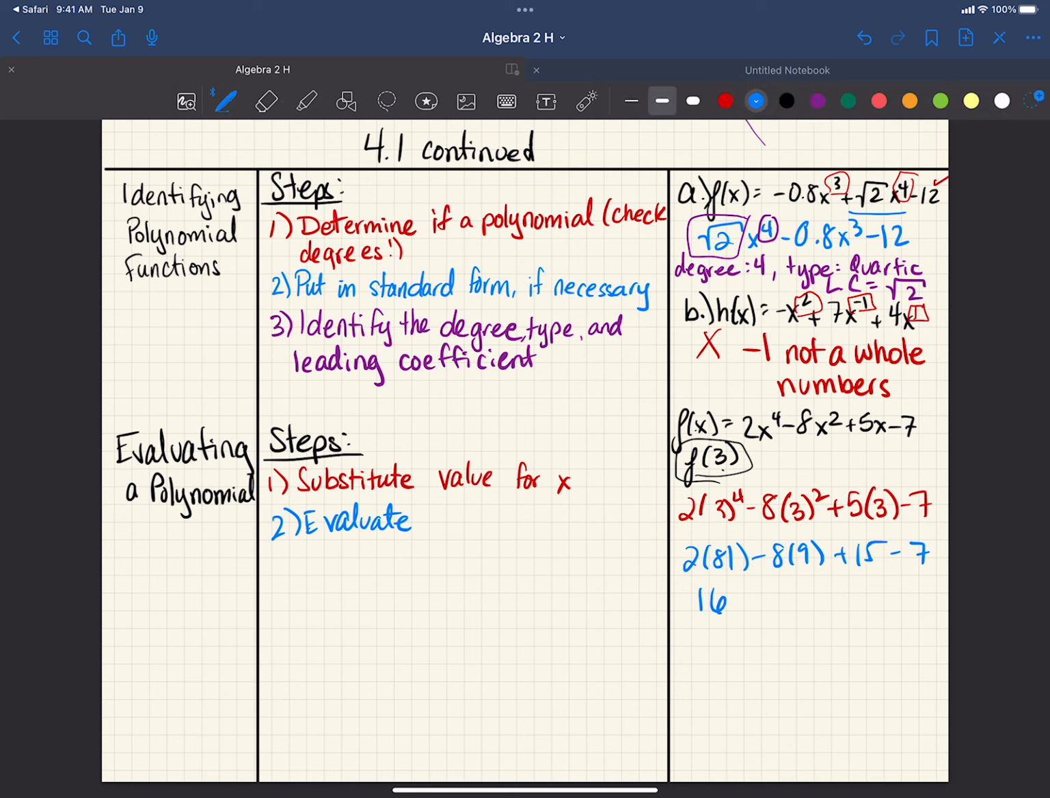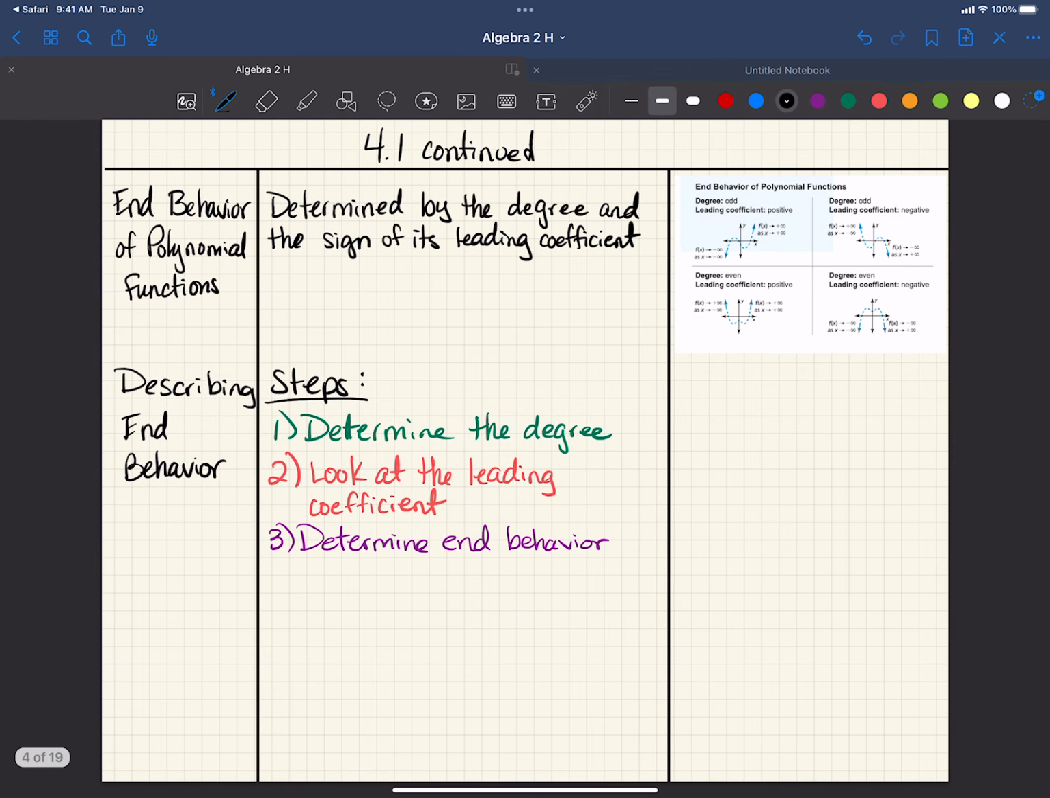And then I will rewrite it. 162 minus 72 plus 15 minus 7. And then when I combine all of these, I end up with 98. And that's it. That's how you evaluate a polynomial. Again, it's nothing different. It's nothing that you haven't done before. It's all the same. Now, end behavior of polynomial functions. So this chart that you have in this column is incredibly, incredibly important, and I would highly recommend that you memorize it as soon as possible. Okay.